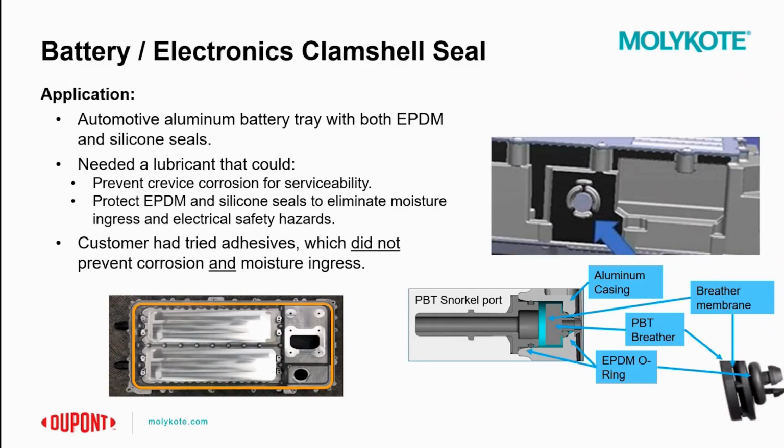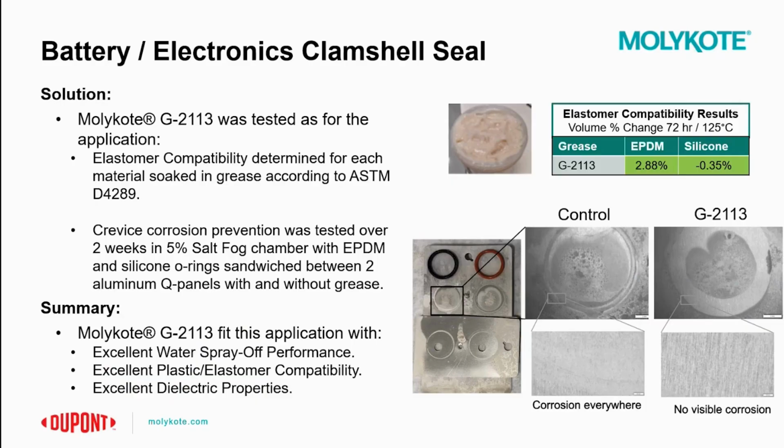Initially, the customer was struggling with moisture ingress and crevice corrosion. They had tried several lubricants and even adhesives, but couldn't pass their standards for material compatibility, crevice corrosion, and assembly and disassembly for this application. Ultimately, the customer needed a lubricant to mitigate the crevice corrosion and allow for easier assembly and disassembly. They also needed a product that was compatible with both the silicone seal around the clamshell and the EPDM breather seals.